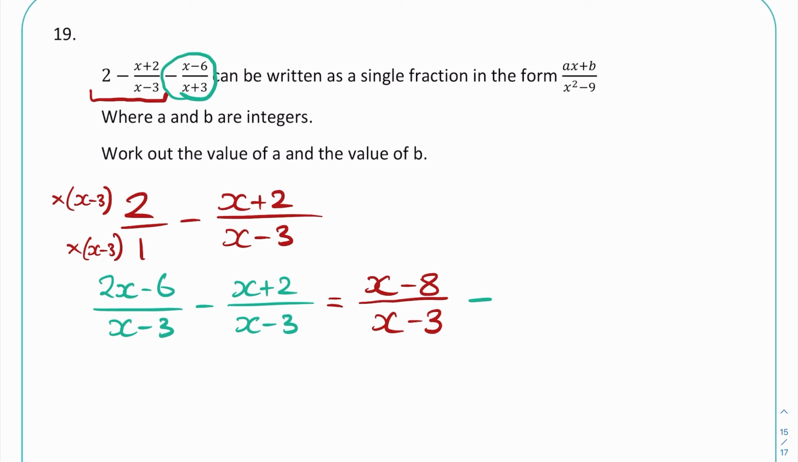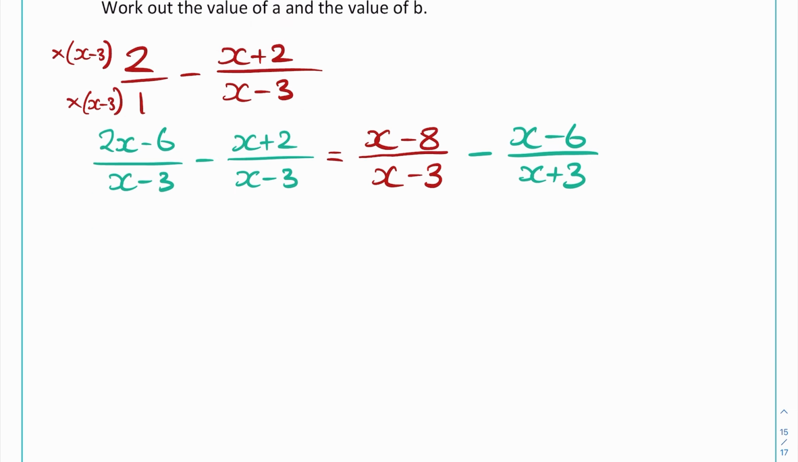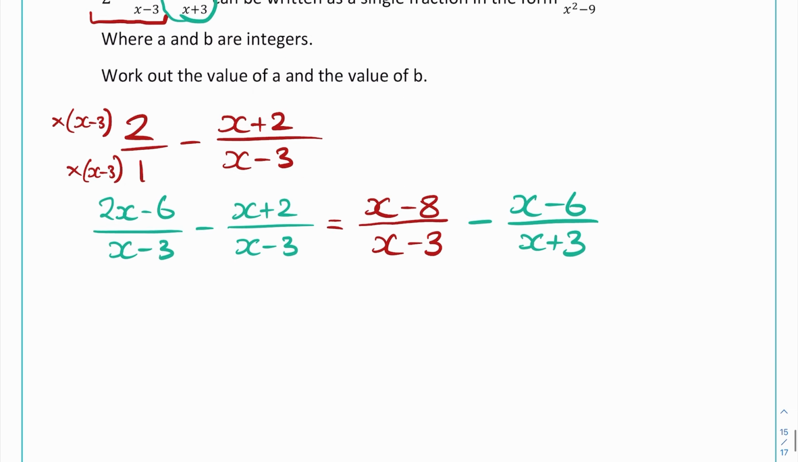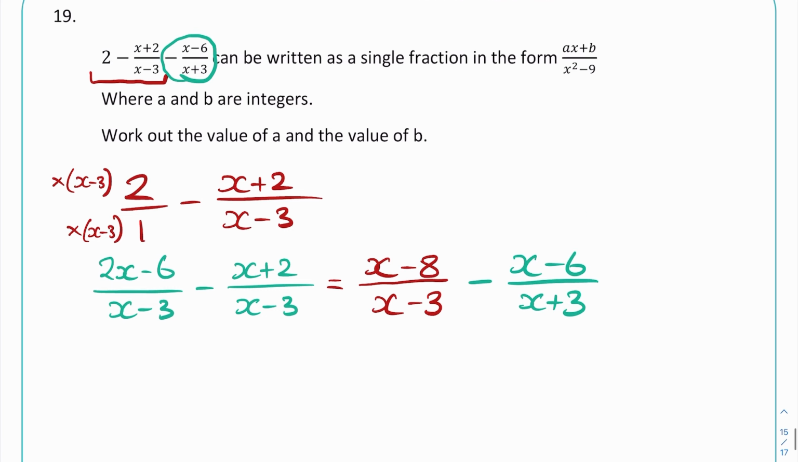Now we can take away what we had in the third part of that algebraic fraction. So now I'm going to take away the x minus 6 over the x plus 3. That's going to be a little bit more complicated than our last one because our common denominator is going to be a little bit harder to get. Although at this point we know we're on the right track because x minus 3 and x plus 3 are going to make this x squared minus 9 that it was asking us to do.